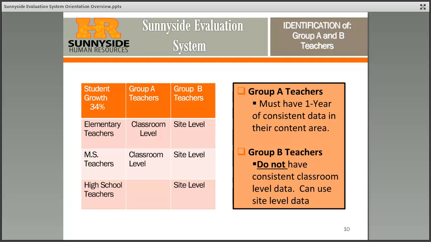Identification of Group A and B teachers will remain the same. To be identified as a Group A teacher, you must have 1 year of consistent data to qualify. There are 2 levels that qualify elementary and middle school teachers into Group A, ELA and math teachers. In the elementary level, 4th, 5th, and 6th grade teachers qualify because of state testing. Kindergarten, 1st, 2nd, and 3rd grade teachers are Group B teachers. Middle school level content area teachers who teach ELA and math do qualify for Group A. All other content and elective teachers are Group B teachers in the middle levels.